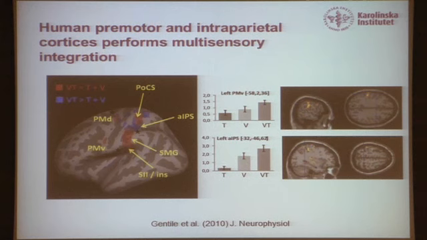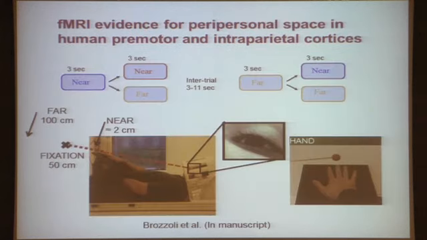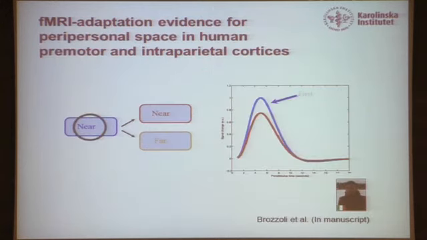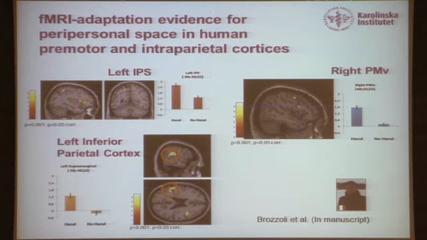But this is not really what we're interested in here. We're interested in relating this to the rubber hand illusion. And this is just an experiment I will mention very briefly, because it also shows that these areas respond specifically to stimuli near the body. So if you show an object further away, they don't respond. So this area seems to be sensitive to stimulation in near personal space.